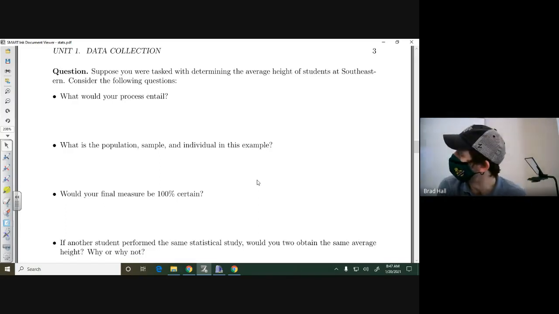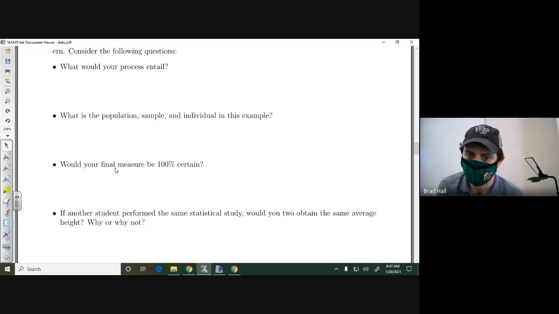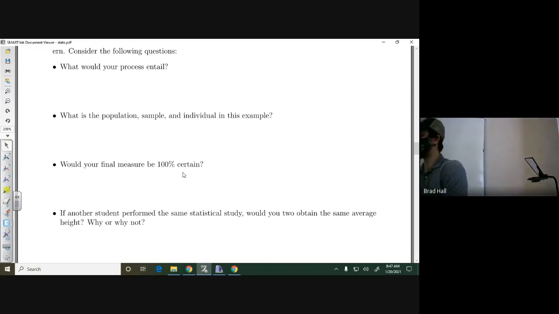And now we get to an interesting question. Would your final measure be 100% certain? That's where it kind of got me when you asked me that. That's where it was difficult. So this is when I wish I switched these two. I think I wrote this part at, I think I got here at midnight. I wish I switched these two bullet points.